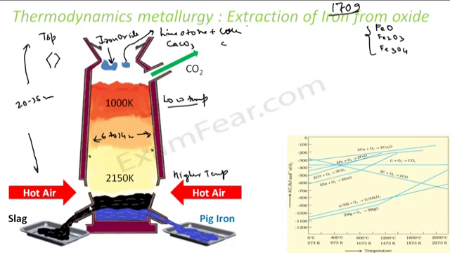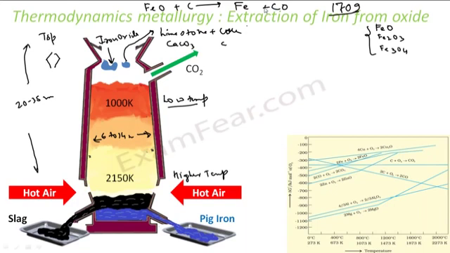This is the typical working of the blast furnace. Now let's see the reactions involved. In this blast furnace, typically the iron oxide is reduced to iron metal. The main reaction is that you have iron oxide and this coke here. So coke will reduce iron oxide to iron.